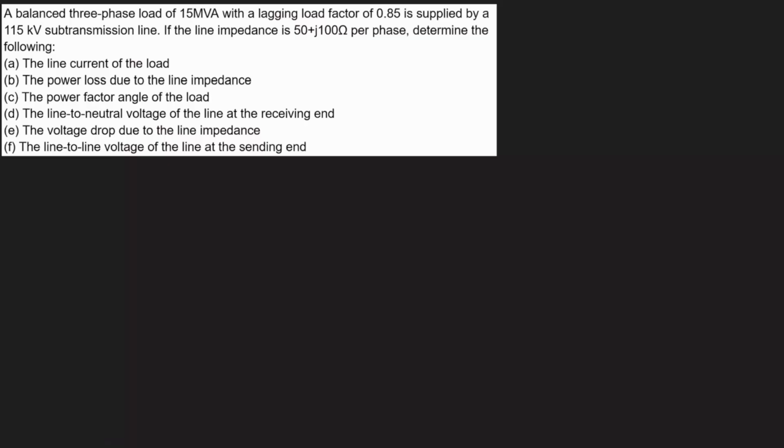For this problem, we're told we have a balanced three-phase load with a load apparent power of 15 megavolt amps and a power factor at the load of 0.85 with a 115 kV line voltage at the load, and also a series line impedance. And we need to determine the current as well as some other things. We're not told otherwise, so we're assuming this is going to be a Y connection.